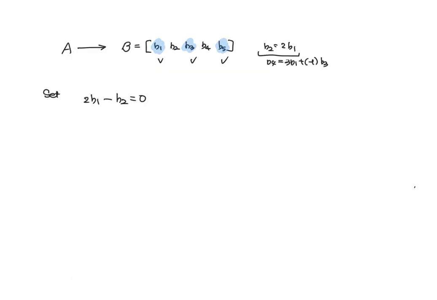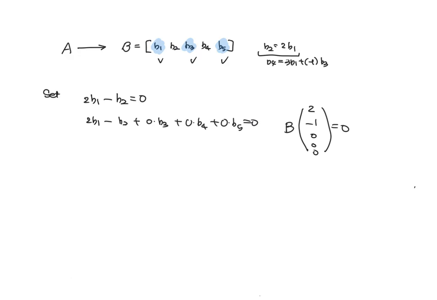That means 2B1 minus B2 plus 0 times B3 plus 0 times B4 plus 0 times B5 is 0. In other words, given this B matrix, when I multiply 2, -1, 0, 0, 0, you get the 0 vector. In other words, the set of these 5 entries is one of the solutions for the homogeneous problem.